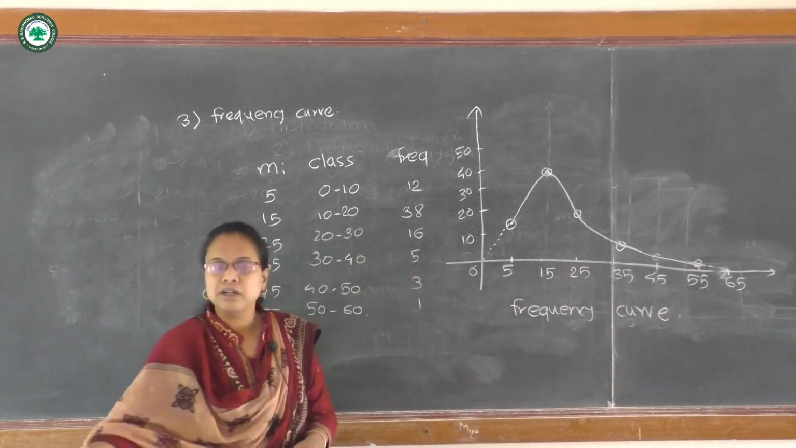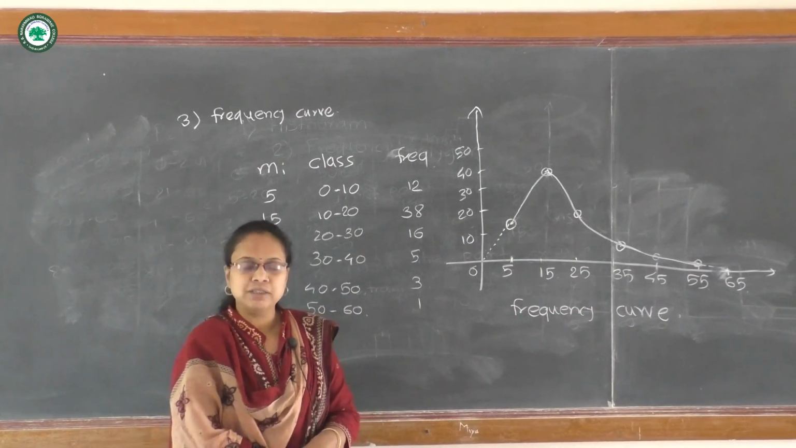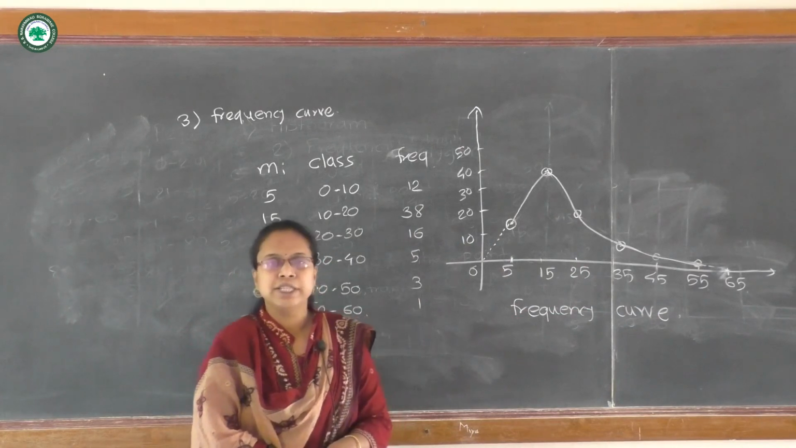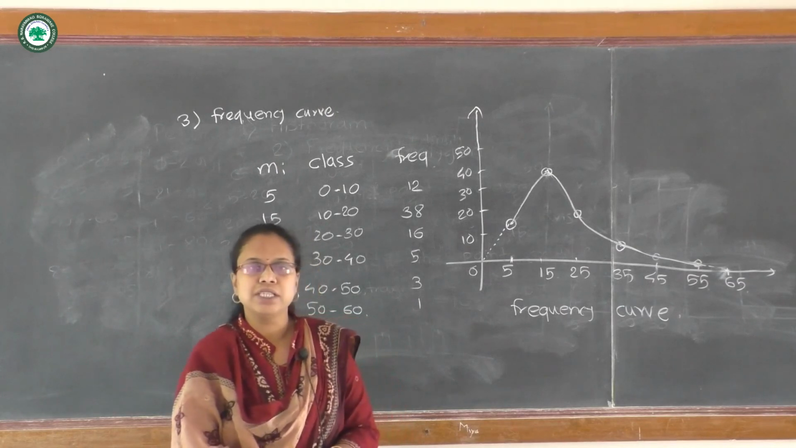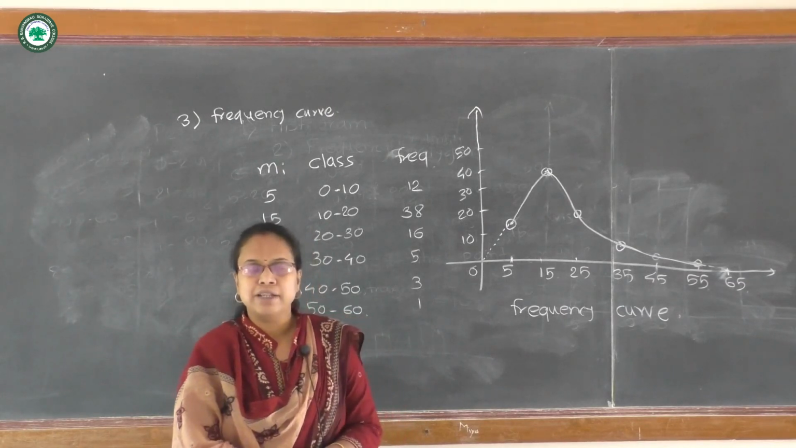So these are some types of graphs to represent statistical data. Today we have learned three types: histogram, frequency polygon and frequency curve. In the next lecture we will study the stem and leaf chart.